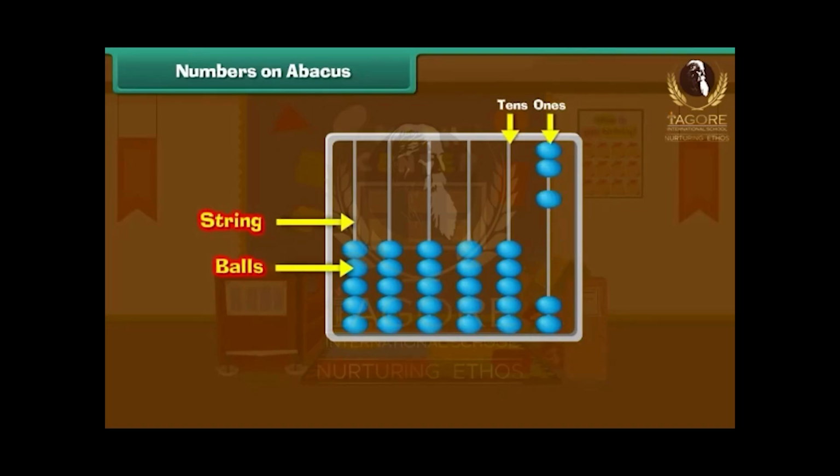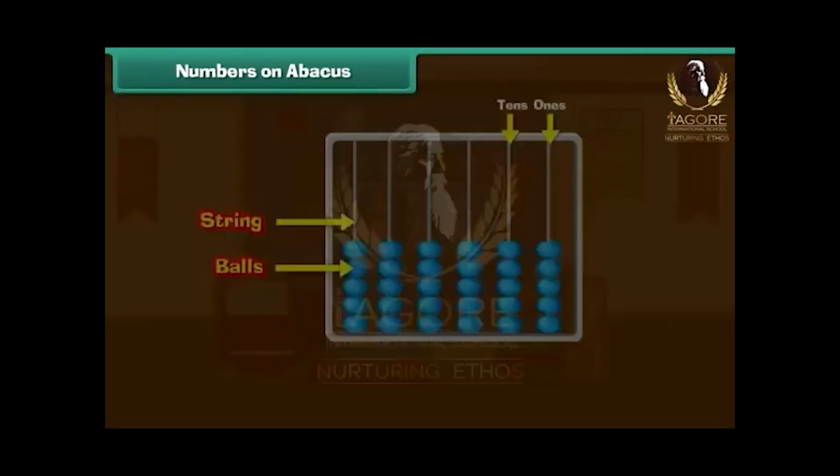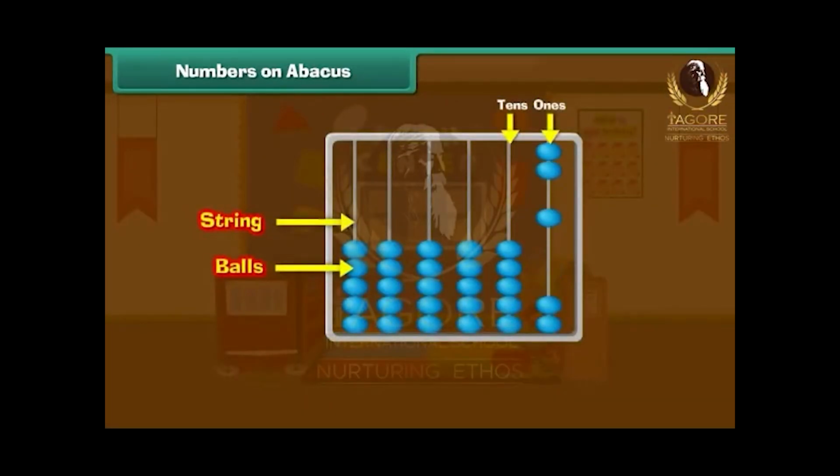This abacus has 3 balls in the 1's string and 2 balls in the 10's string. So, the number is 23. Look at this abacus. It has 5 balls in 1's place and 4 balls in 10's place. Therefore, the number is 45.